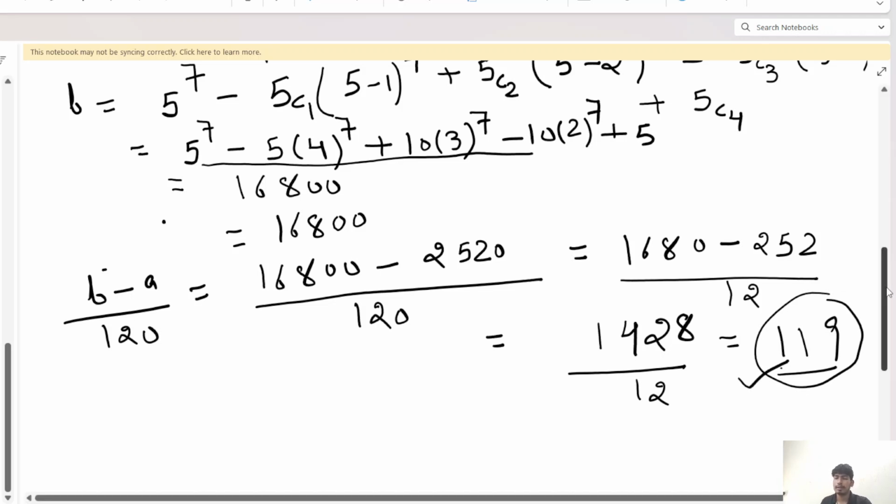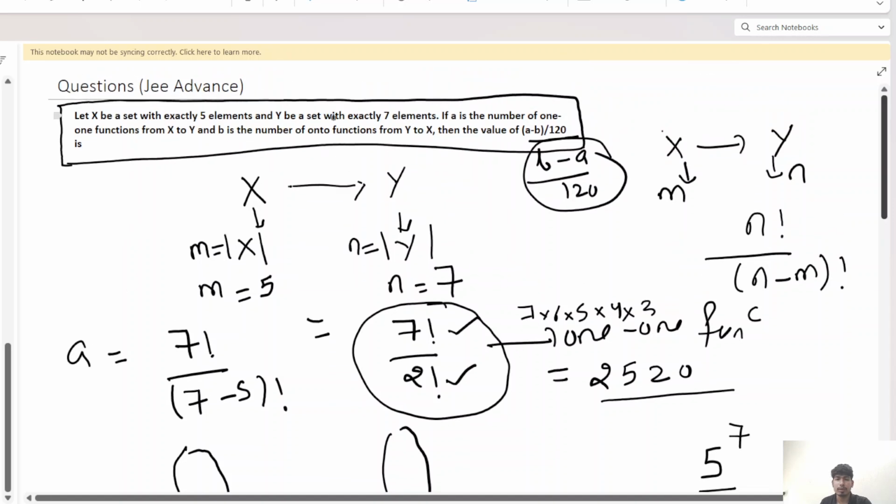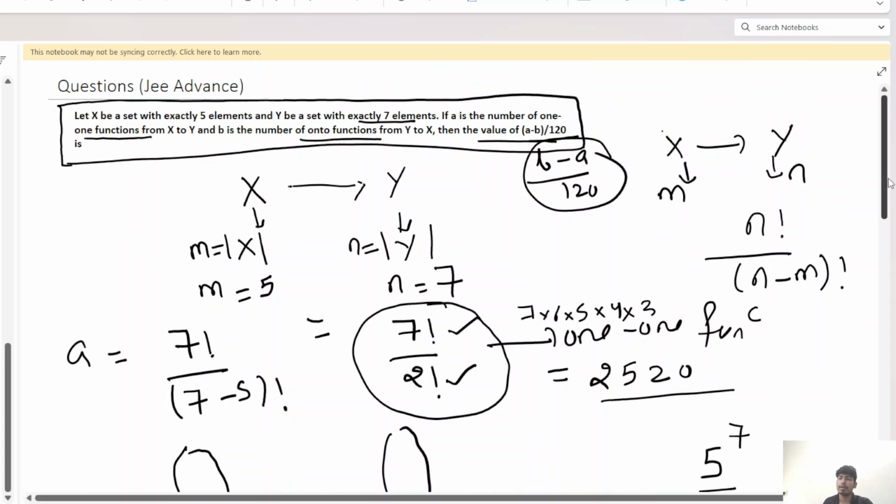So what do we do in this question? We are given the cardinality of x and y, where a is the number of one-one functions and b is the number of onto functions. Then the value of b minus a divided by 120 is asked in the question.